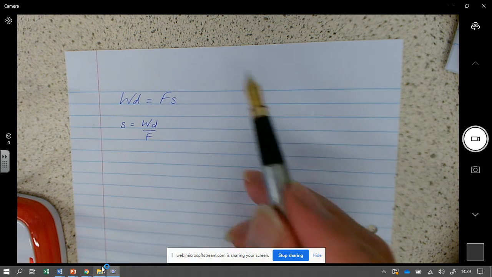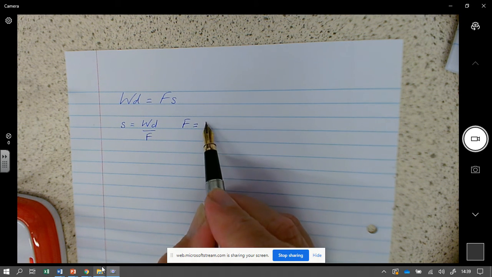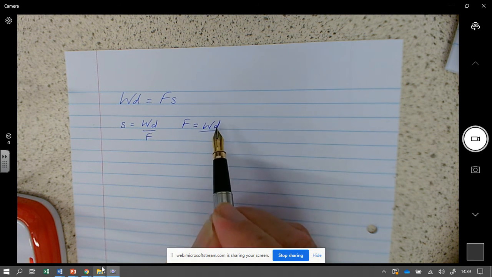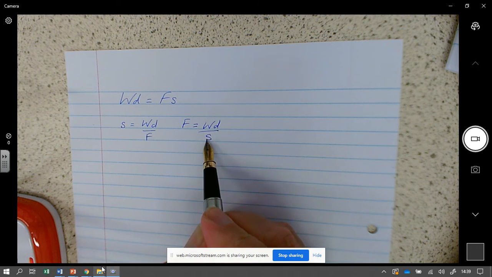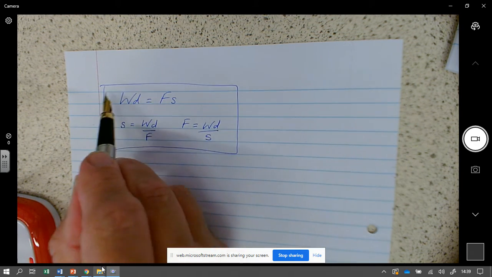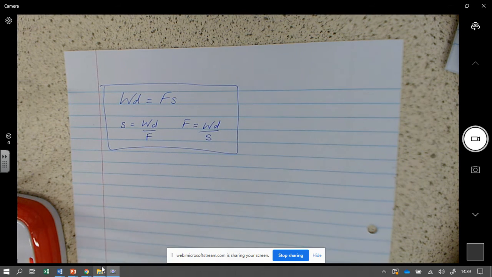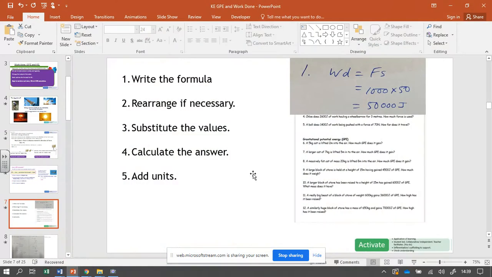If I wanted to find the force, because I knew the other 2 values, then force would equal work done divided by distance. Okay, they are our 3. Here you go, this is the formula just rearranged a couple of times. So without more ado, have a go at those questions. Let's minimize that. Have a go at those questions and pause the video.